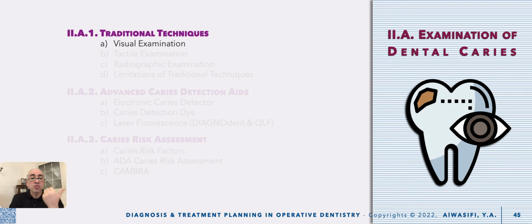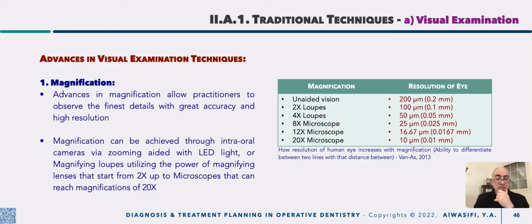Today we will continue with techniques to improve visual examination, the visual detection of dental caries in early stages, or to help your naked eye determine exactly the presence of dental caries at its early stage. The simplest advanced technique to advance visual examination is magnification, to allow the practitioner to observe the finest detail with great accuracy and high resolution.